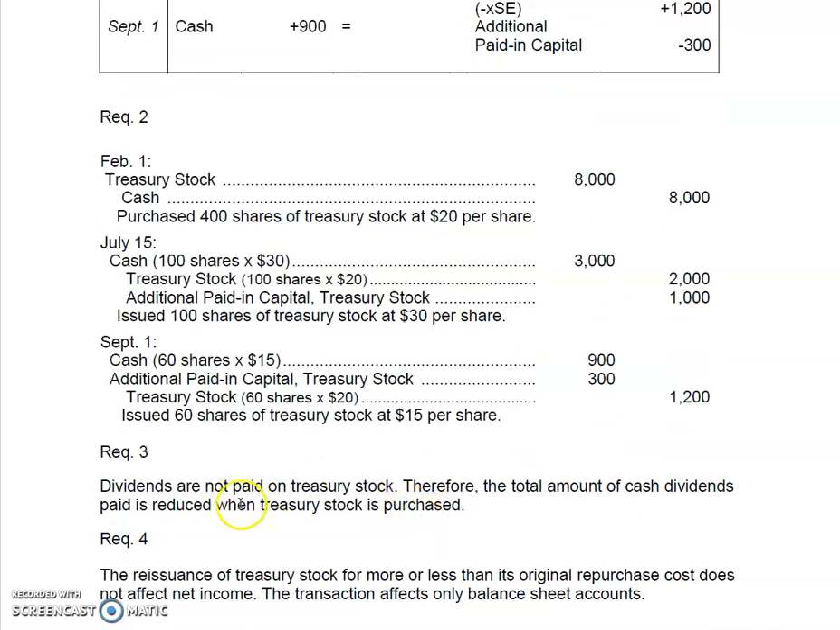Okay, requirement 3, dividends are not paid on treasury stock. I told you that a few minutes ago. Therefore, the total amount of cash dividends paid is reduced when treasury stock is purchased. That's true. And number 4, the reissuance of treasury stock for more or less than its original repurchase cost does not affect net income. Transaction affects only balance sheet accounts.